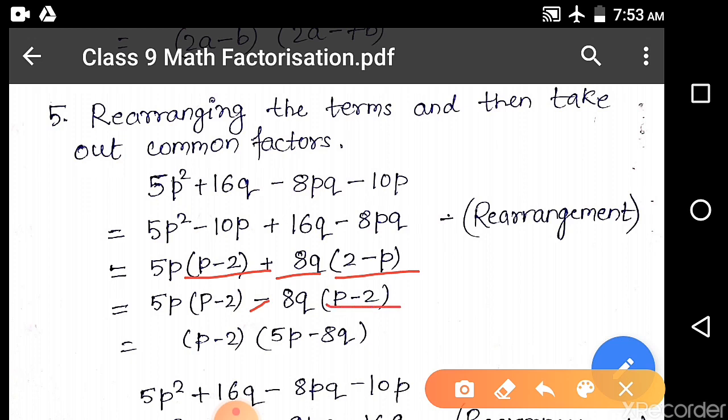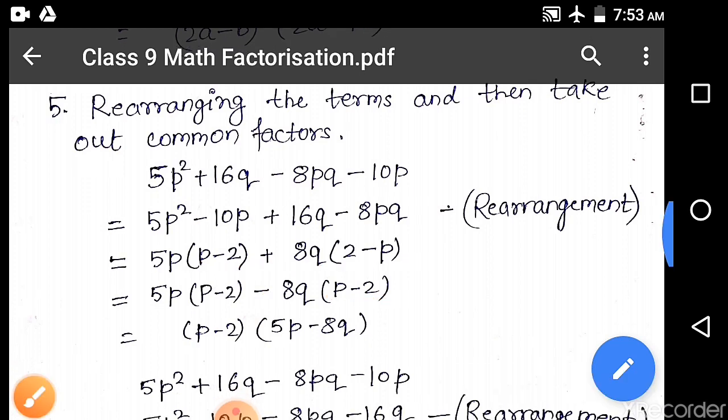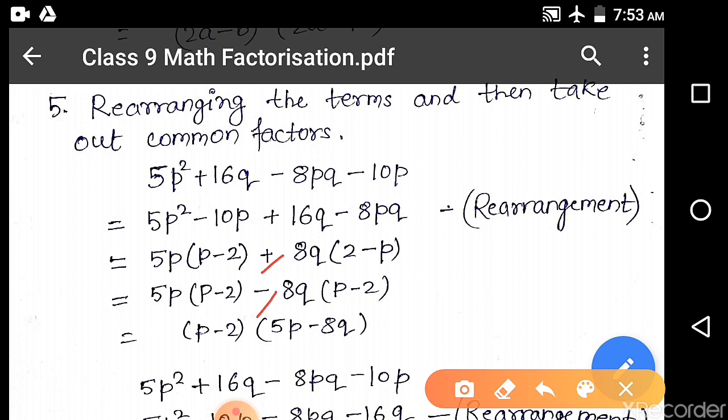Initially it is 2 minus p, so when we take minus sign as a common, this plus 2 becomes minus 2, and this minus p becomes plus p. So now we have p minus 2 here, and here also p minus 2. So these two bracketed terms can be taken out common, so p minus 2 is taken out common.